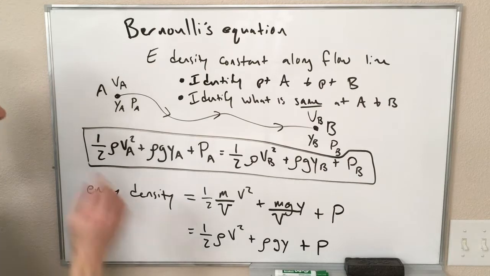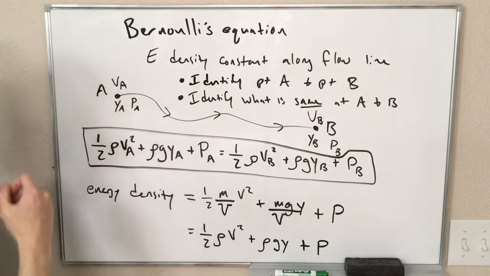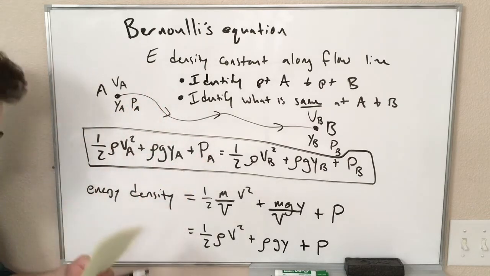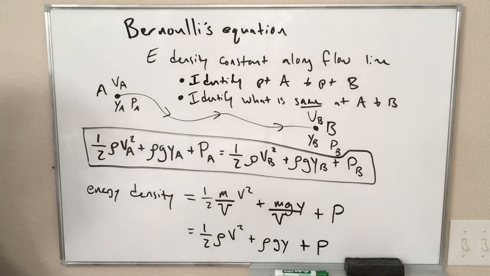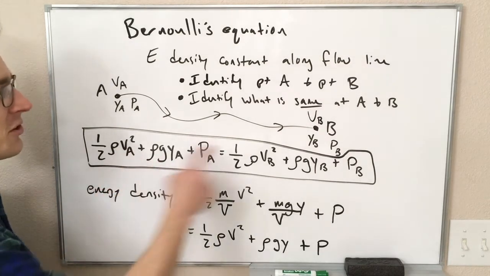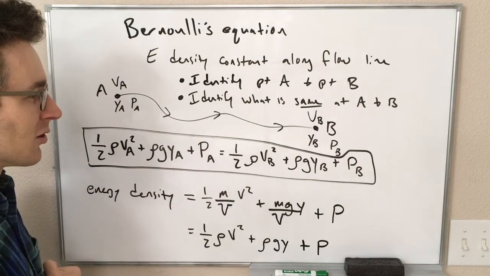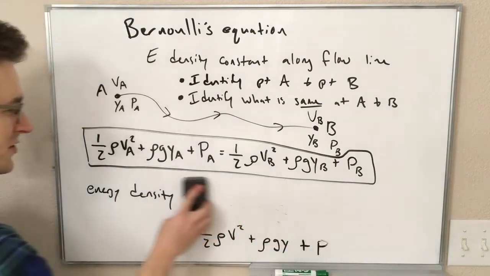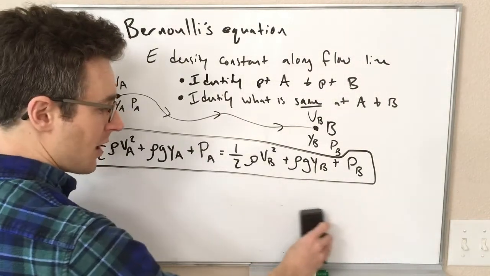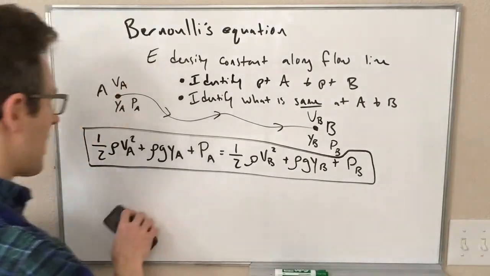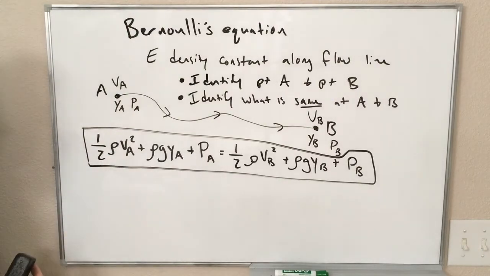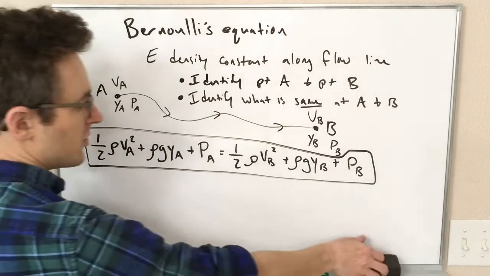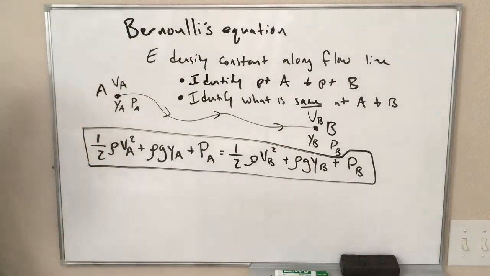So being able to identify what's going on at point A and point B, that is the most important step to solving things with Bernoulli's equation. Also, in addition to looking for things that are the same, look for things that are 0. That often also helps simplify this equation. If your fluid is at rest at one point, that of course means that your velocity is 0, so there's no kinetic energy, and so on.